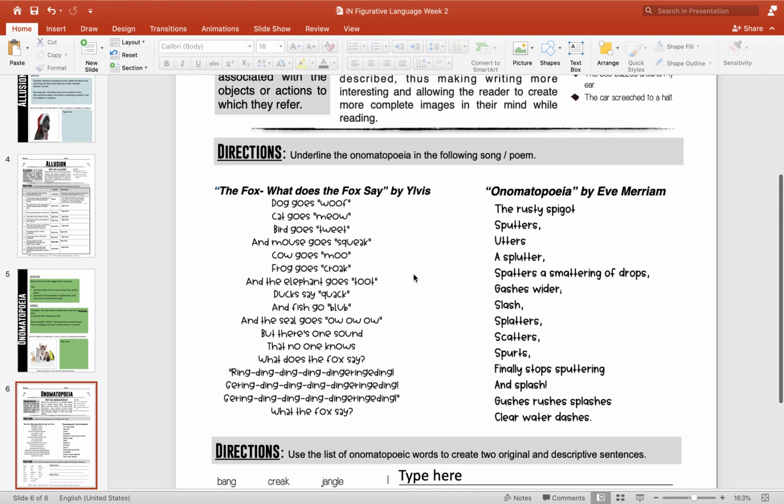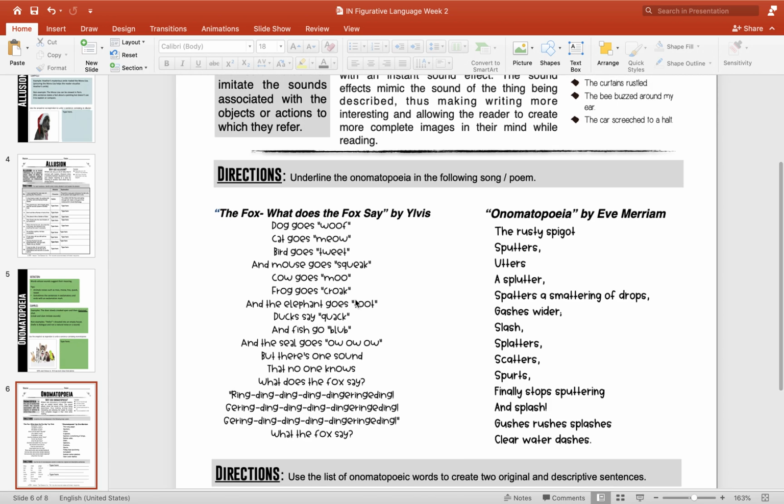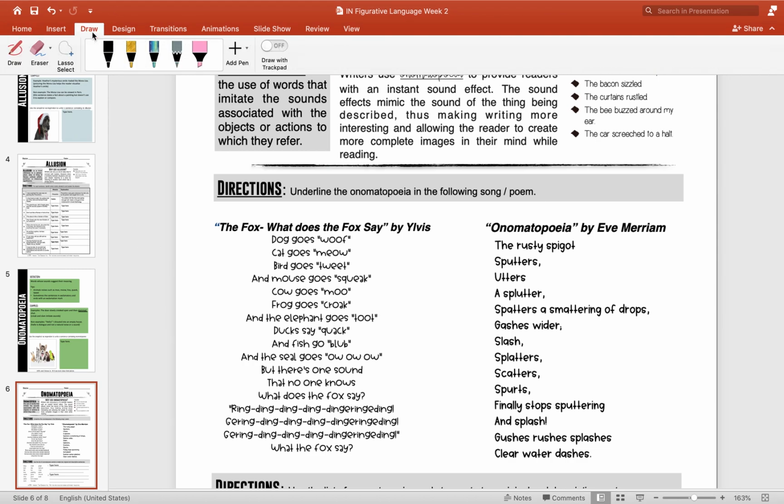All right, so our directions for our first section say underline the onomatopoeia in the following song and poem. You can underline it or you can highlight it, and I'm just going to do a couple of them to remind you guys how to do that. In Draw, I like highlighting better than underlining, so I would click on my highlighter. It doesn't matter what color you're using, and then you would just start highlighting. So dog goes woof, that's one, and then there's one in like every line. So you just have to make sure that you either underline it or highlight it.